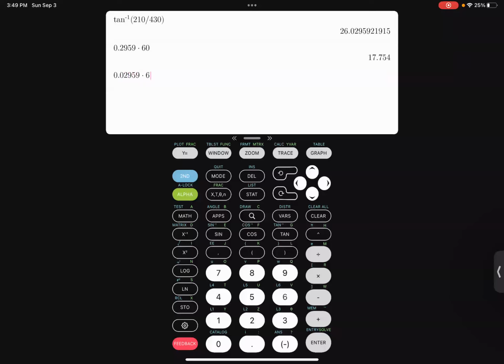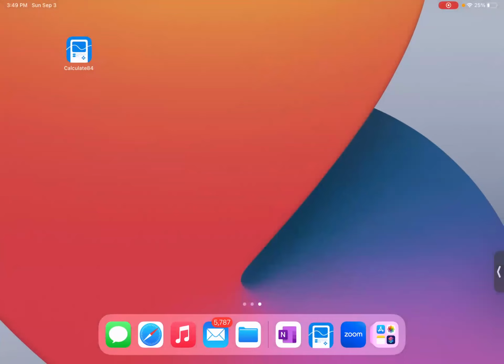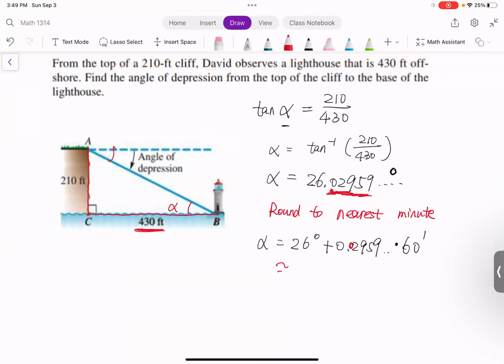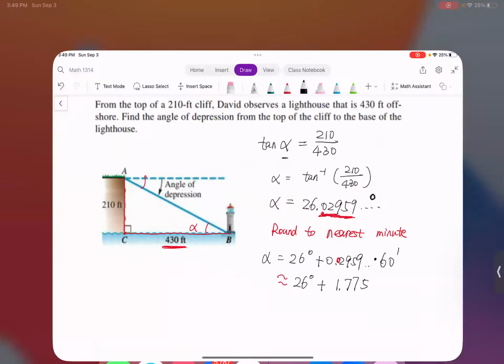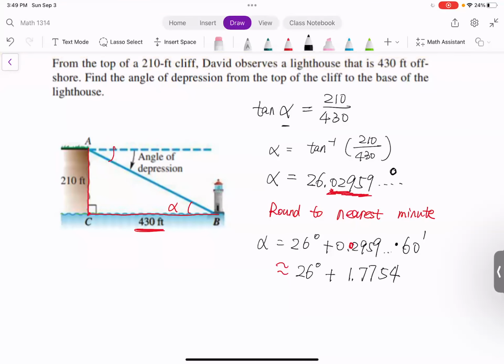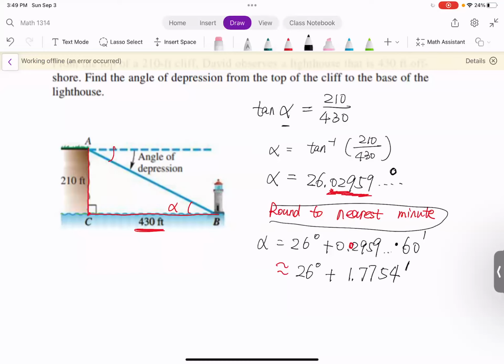0.02959 times 60. Then what is that? Oh, it's 1.7754. It's about 26 degrees plus 1.7754. And then this is the minutes. And the question says, round to the nearest minutes. That means no decimals here.